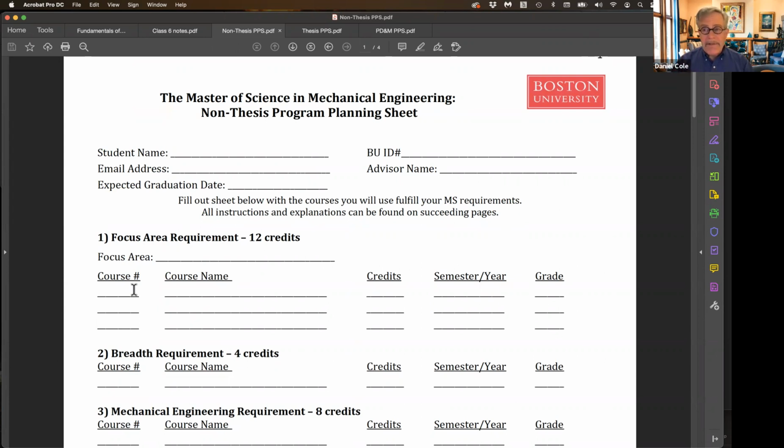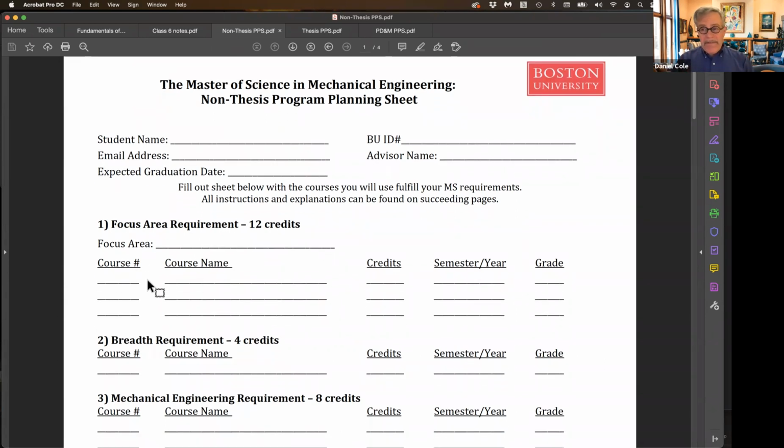The first 2 are pretty similar. So in all of them, you have to take 32 credits, which, because we have 4 credit courses, every course is 4 credits, it means 8 courses, okay? So no matter which of these 3 I talk about, 8 courses. So let's look at this one. You're assuming you're not doing a thesis.